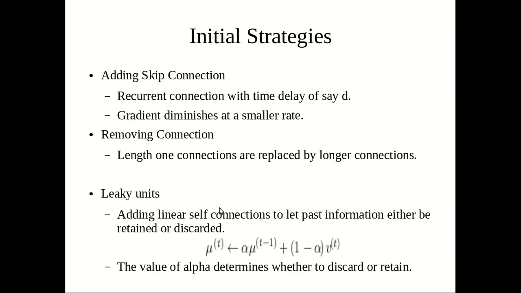A few initial strategies were proposed to overcome this problem. The first strategy was adding a skip connection. Adding a skip connection is basically just adding a connection between a very distant past layer and the current layer. Let's say we skip D connections between a distant past layer and the current layer. This means that the gradient diminishes at a smaller rate compared to when the skip connection did not exist. This was one strategy proposed, and another strategy proposed was removing the connection altogether.